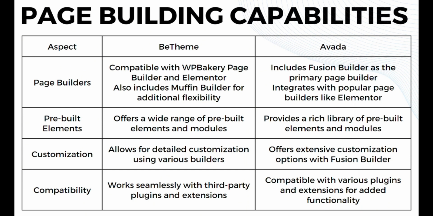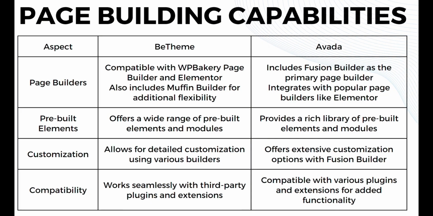And in terms of pre-built elements, Betheme offers a wide range of pre-built elements and modules, while Avada provides a rich library of pre-built elements and modules as well. Now in terms of customization, Betheme allows for detailed customization using various builders, while Avada offers extensive customization options with Fusion Builder. And for compatibility, Betheme works seamlessly with third-party plugins and extensions, while Avada is compatible with various plugins and extensions for added functionality.